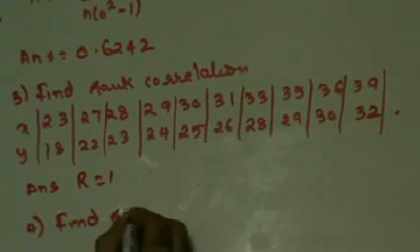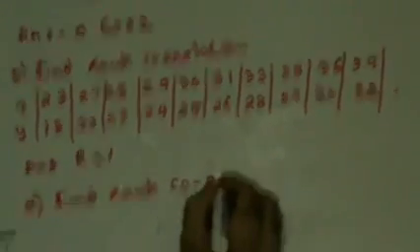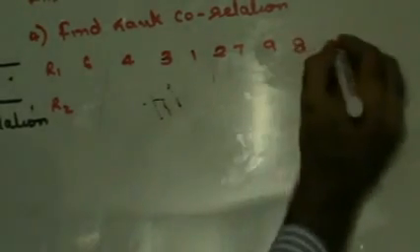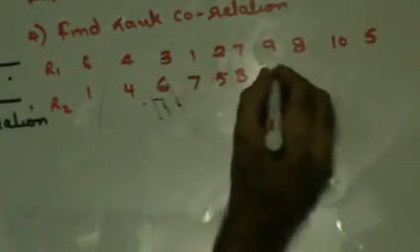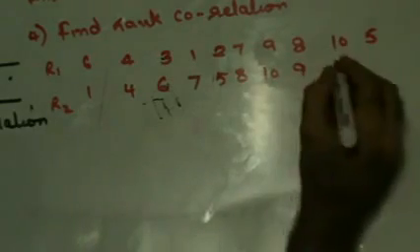Find rank correlation R1 and R2. Here they have directly given you the ranks: 6, 4, 3, 1, 2, 7, 9, 8, 5, 10. Ranks are given to you. You have to find the rank correlation.